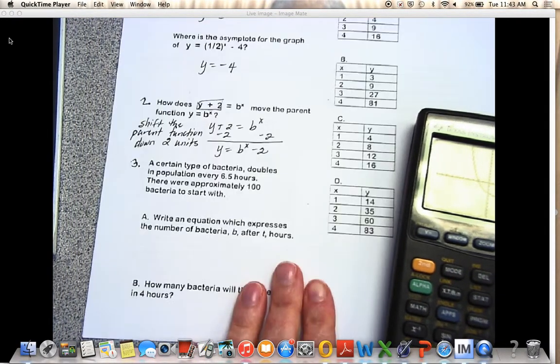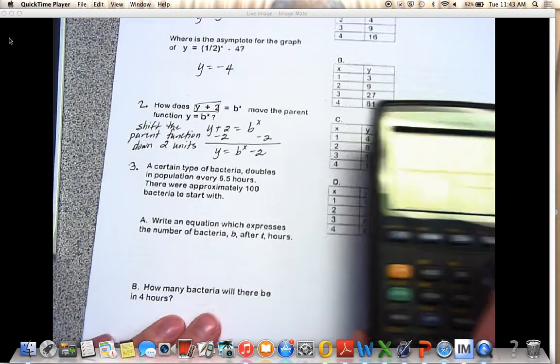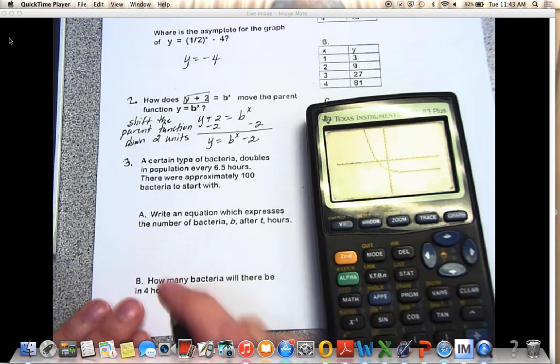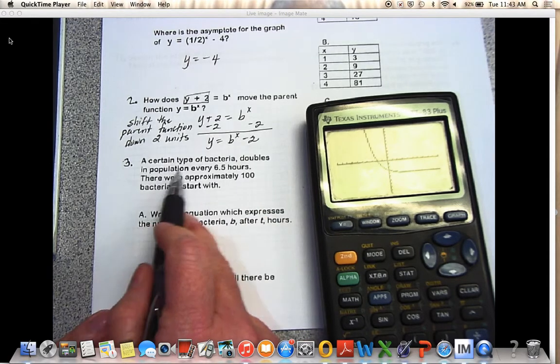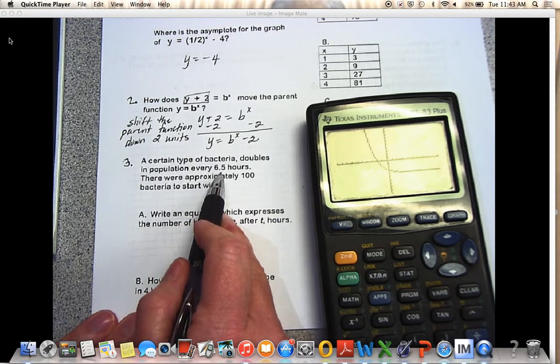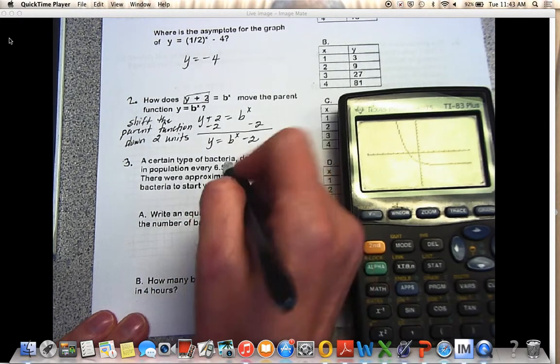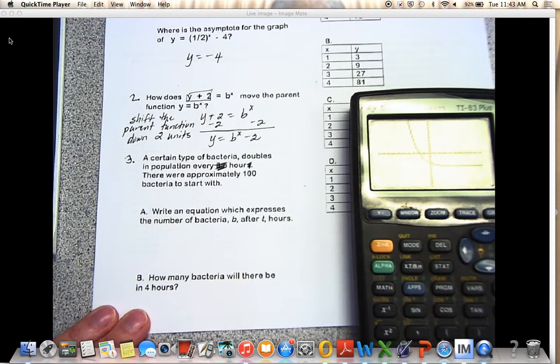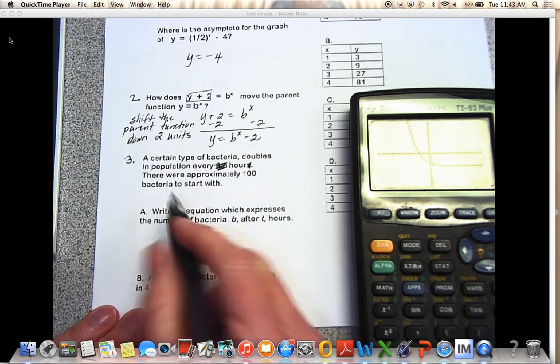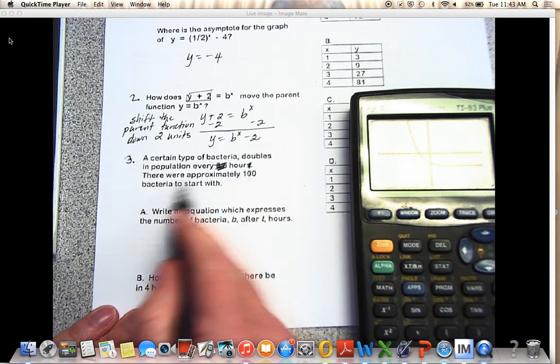On 3. We're going to tweak this question a little bit so it matches up with what your test looks like. A certain type of bacteria doubles in population every, and then right now it says 6.5 hours. The one on your test is just going to say every hour. So we're going to make it like that, every hour. There were approximately 100 bacteria to start with.